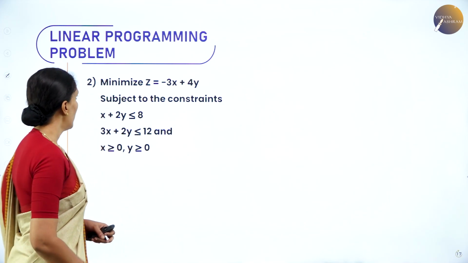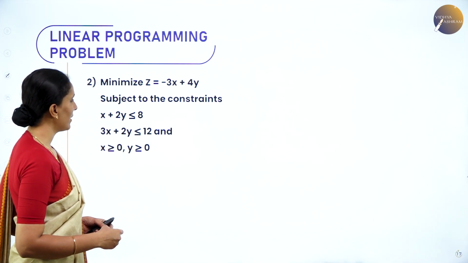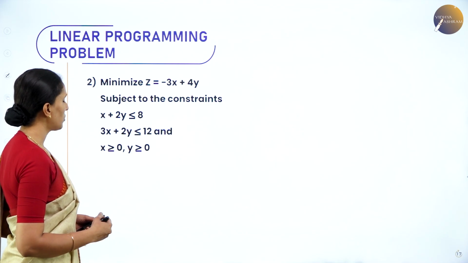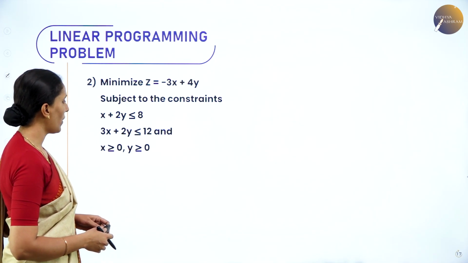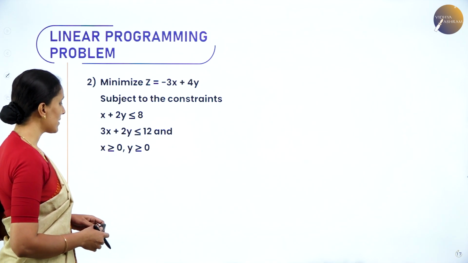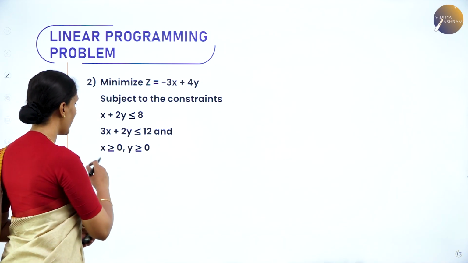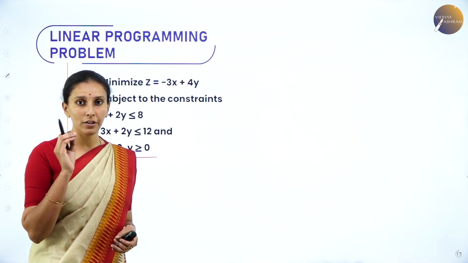Next thing, minimize z is equal to minus 3x plus 4y subject to the constraints x plus 2y less than or equal to 8, 3x plus 2y less than or equal to 12 and x greater than 0, y greater than 0. Again, the solution is only in the first quadrant.